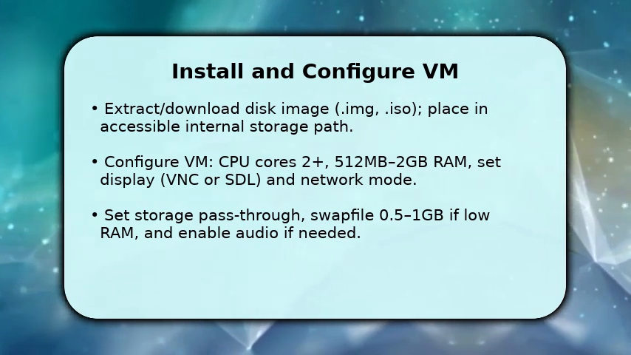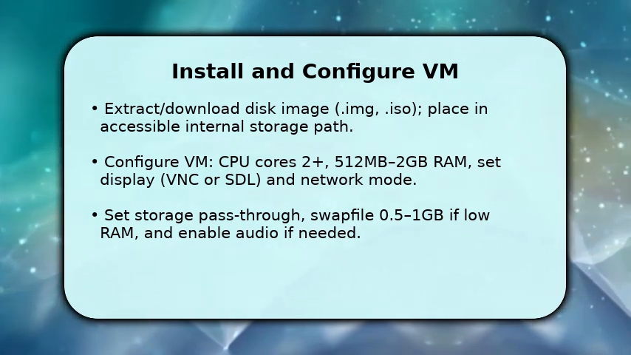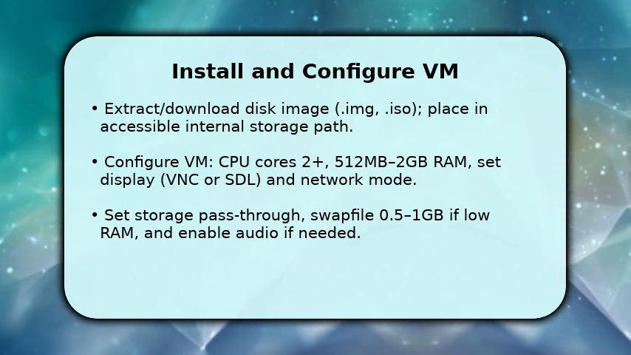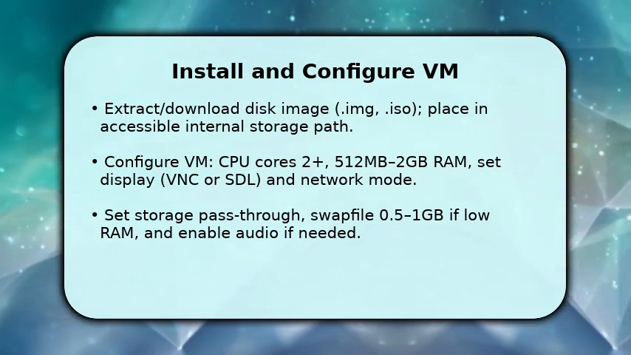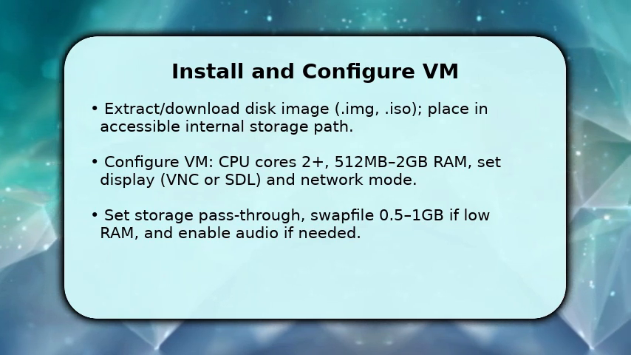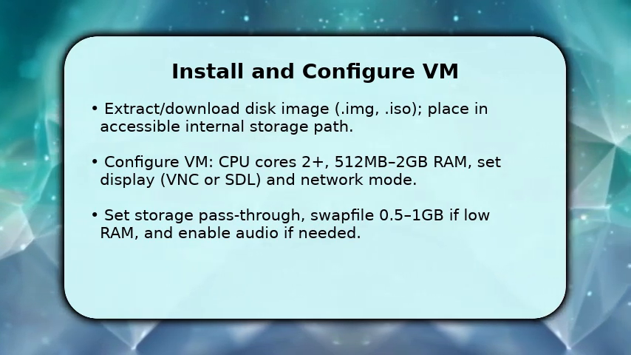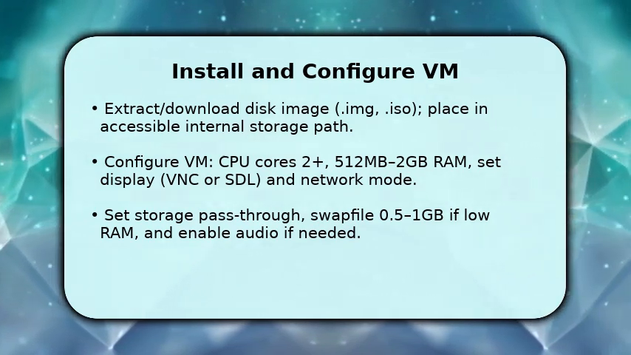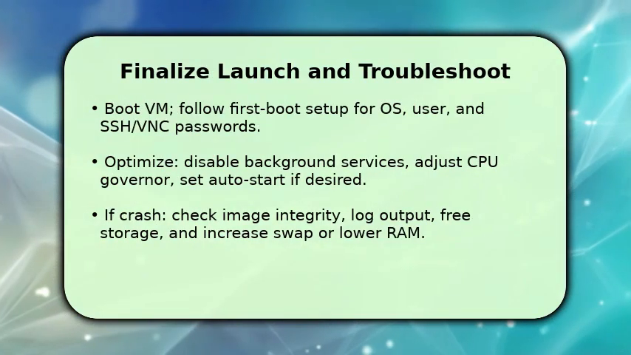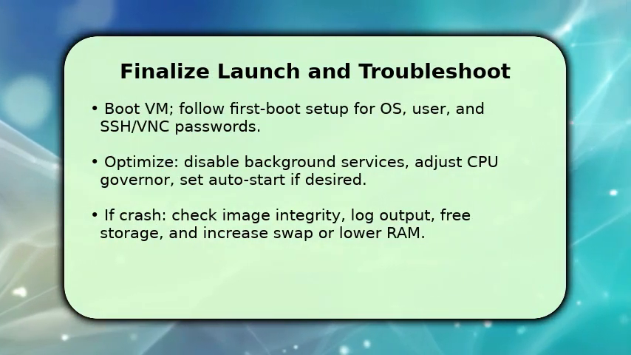NAT is simpler. If RAM is tight, create a 0.5-1 GB swap file to prevent OOM kills. Then verify file permissions so on first boot you complete OS setup, create a user, and set SSH or VNC passwords so you can connect easily.